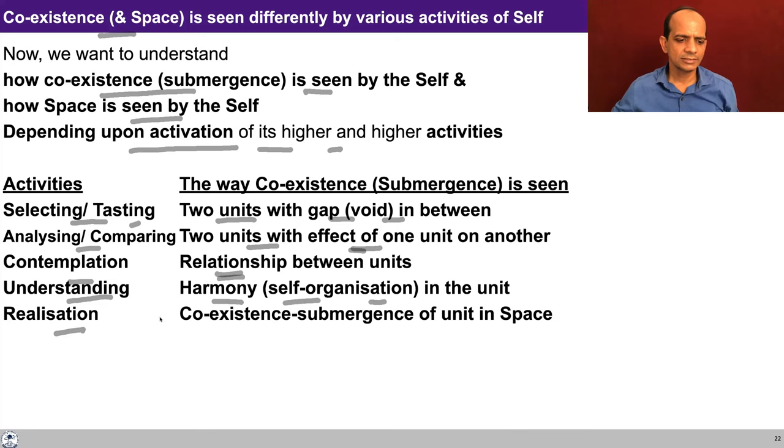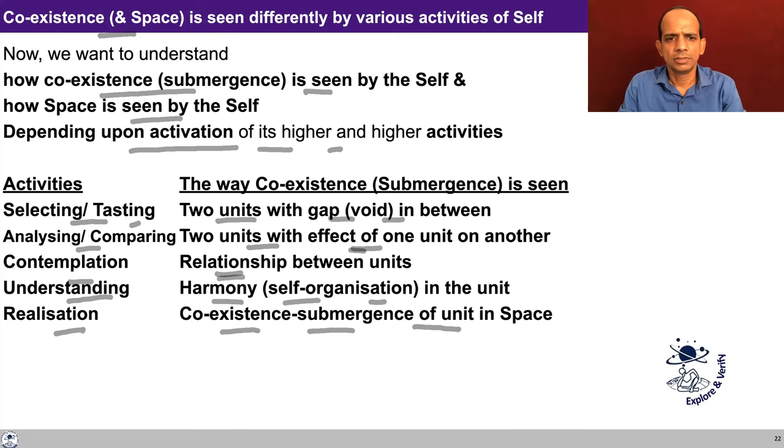And at the level of realization, I see the coexistence, that is, submergence of unit in space. So this is how the different activities of the self observe the space, observe the submergence, isn't it? So try to make it out. Try to see different entities in nature and see what aspects you see in those entities and how you see the coexistence, that is space, through your different activities. So take at least 10 examples from the nature around and try to observe this, isn't it?